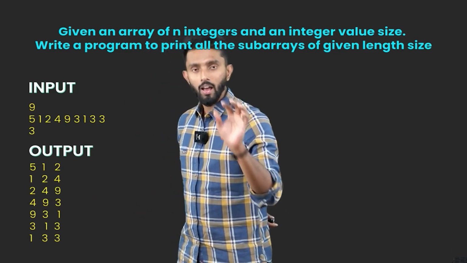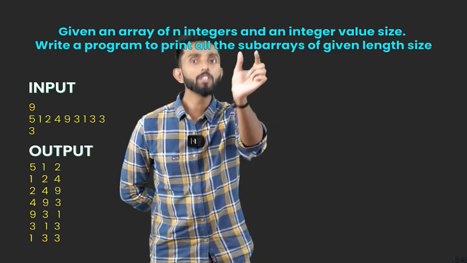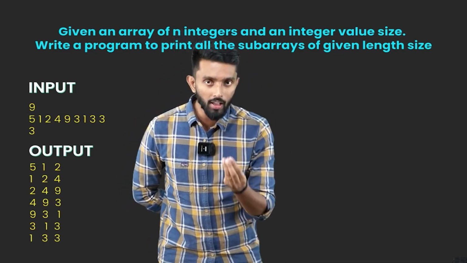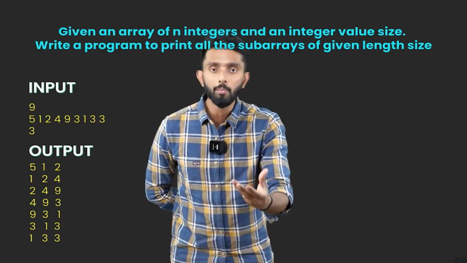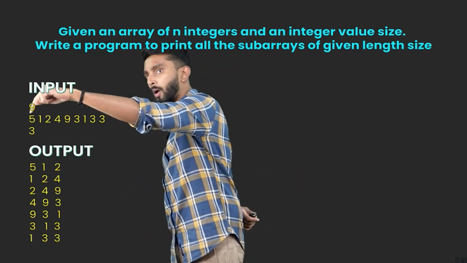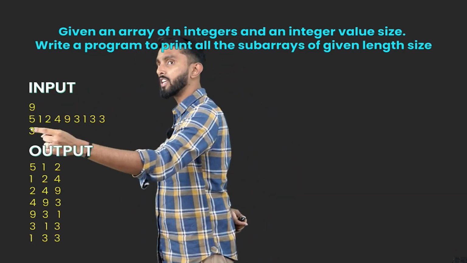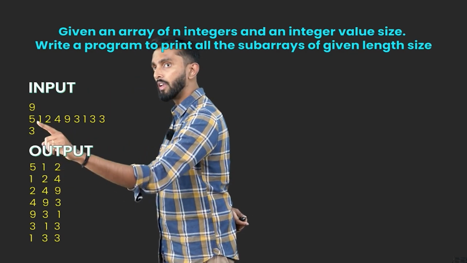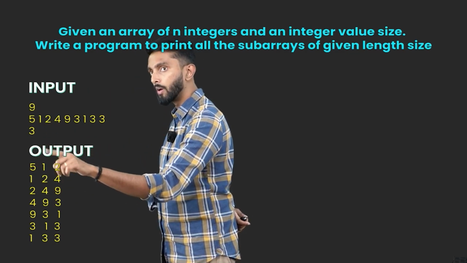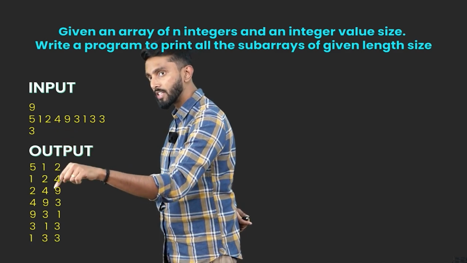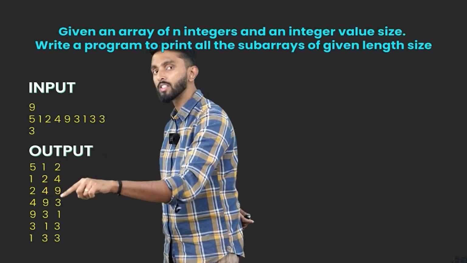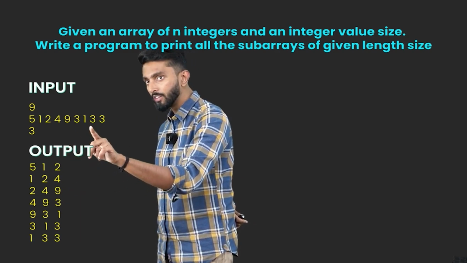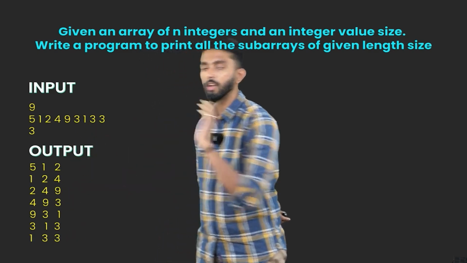Now, try to understand a subarray. Sub means a smaller array from the original array. A smaller array from the original array is called a subarray, which means this is my original array. In that, if I say size 3, see 5, 1, 2 is a subarray. Next 1, 2, 4 is a subarray. Next 2, 4, 9 is a subarray. Next 4, 9, 3 is a subarray. Next 9, 3, 1 is a subarray. Or 3, 1, 3 is a subarray. 1, 3, 3 is also a subarray.